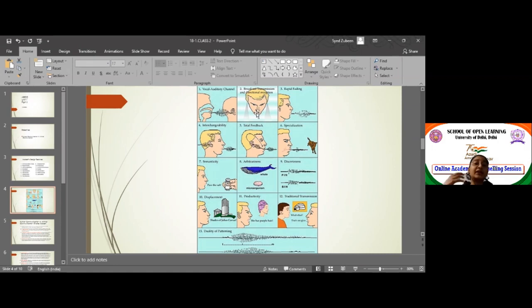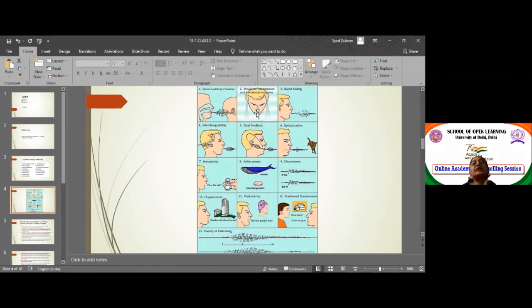Then interchangeability: whatever we can hear, we can speak out. Total feedback: we can change the way we speak once we see what is happening in front of us. If a person is angry or irritated, we can change what we are going to say. Specialization: our communication does not serve any biological need. We only speak to communicate our feelings, thoughts and expressions. Semanticity: the words mean something. If you say pass the salt, you will pass the salt and not the pepper.